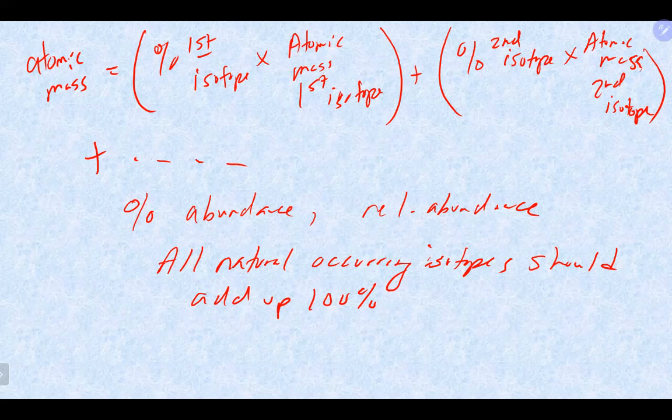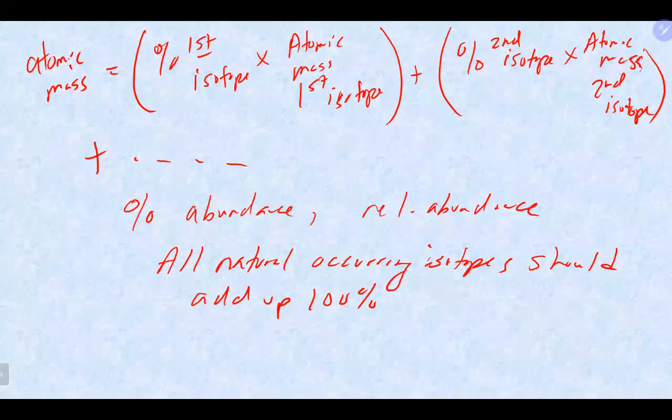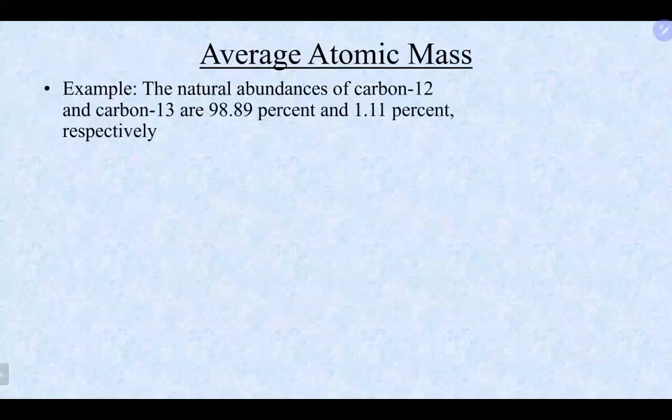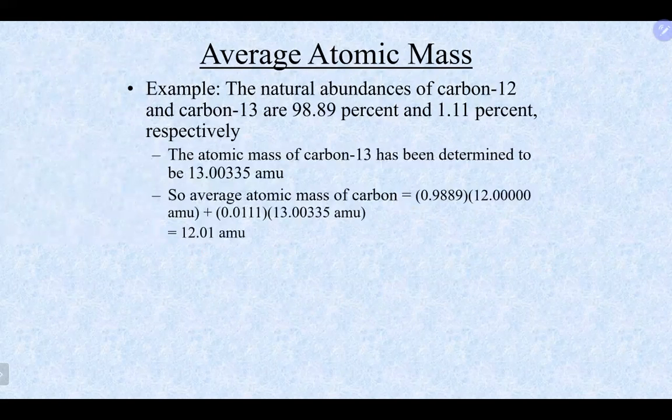So percent of the first isotope times the atomic mass of the first isotope, plus percent of the second one times the atomic mass of the second one. And again, you just continue that pattern. So if we look at, for example, carbon, where we do see 12.01 rather than 12 on the nose, and we look at those percentages, what we see is that the natural abundance, which is another way to talk about the percent abundance, of carbon 12 and carbon 13 are 98.89% for carbon 12 and about 1.1% for carbon 13.